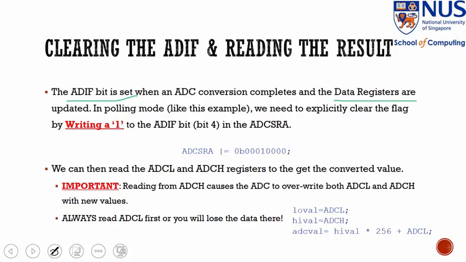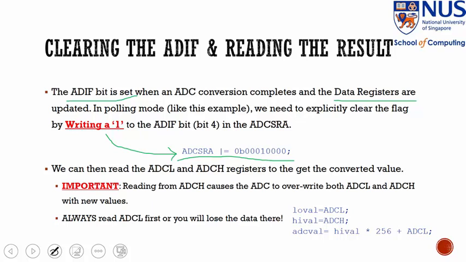So at this point of time, we need to do two things. We need to clear the ADIF flag, that is bit 4. And to clear it, I need to write a 1 to it. So this is the first thing that you need to take note of. And I need to now read the value. You have to remember that it's a 10-bit value, so I need to read from 2 separate registers.